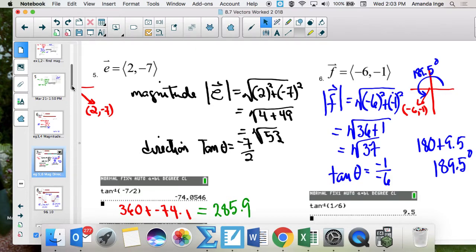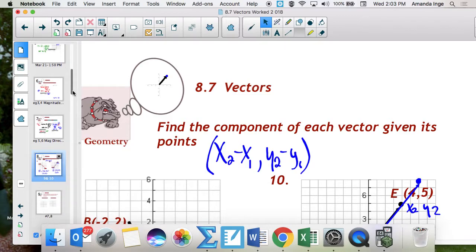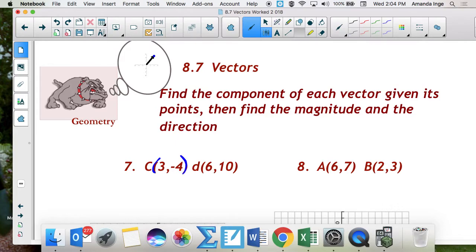Everybody good? All right, so I'm going down to number 7, 8, and 9. What do you notice about 7 and 8? These are not vectors, are they? This has a parenthesis and a parenthesis. That has a parenthesis and a parenthesis. So those are not in standard form. Okay? So we have to use the component form to put them in standard form.